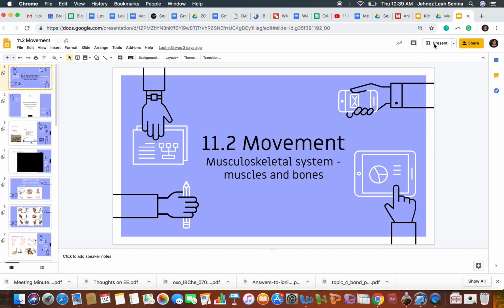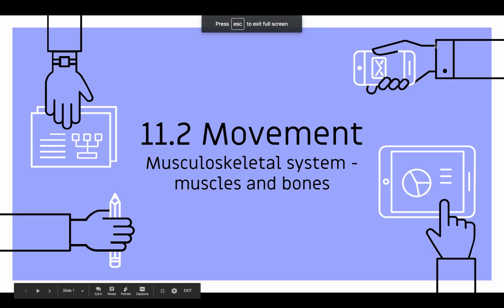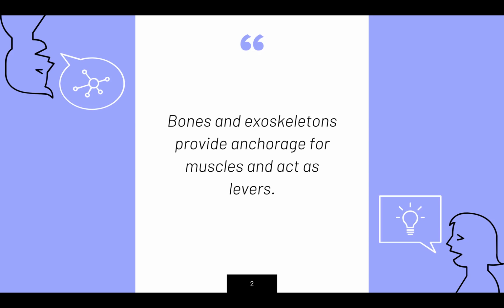So let's review. 11.2, what two body systems? You should have learned by now. Bones, skeletal and muscle. So bones and muscles. Skeletal system, muscular system.